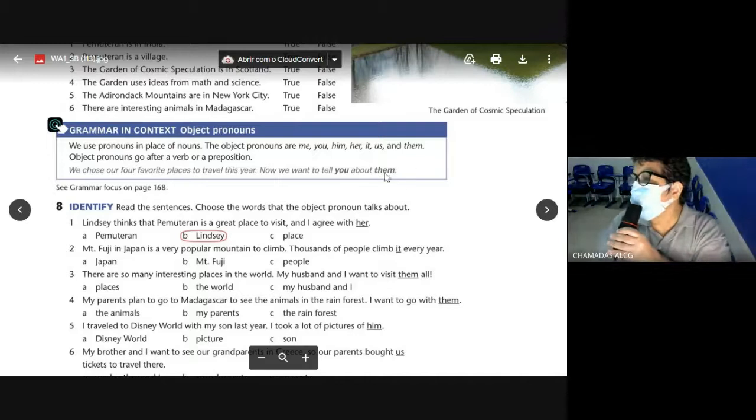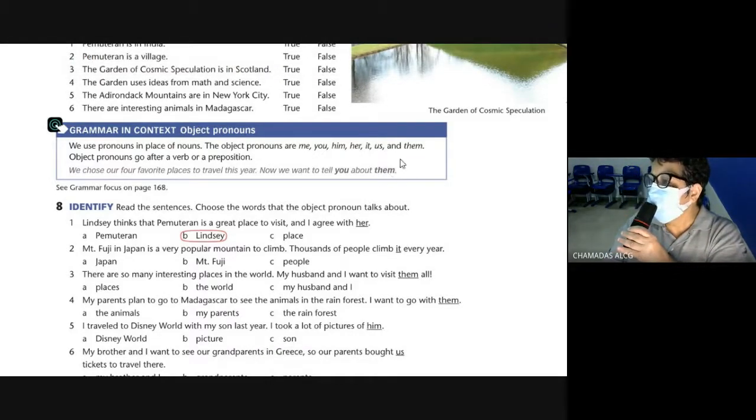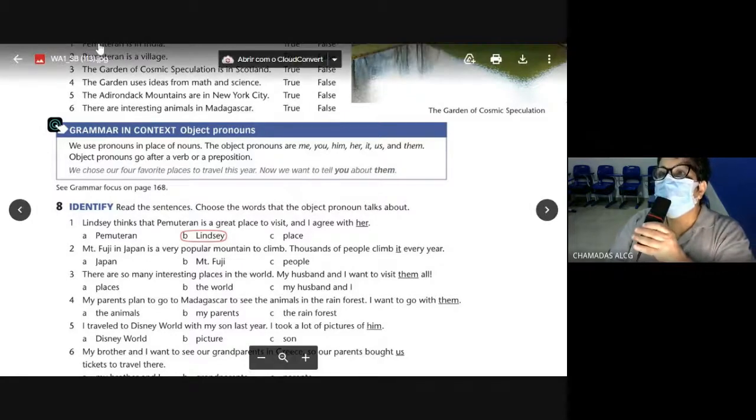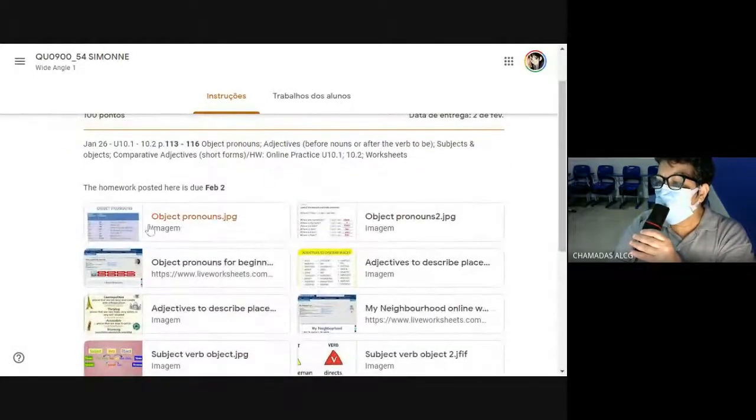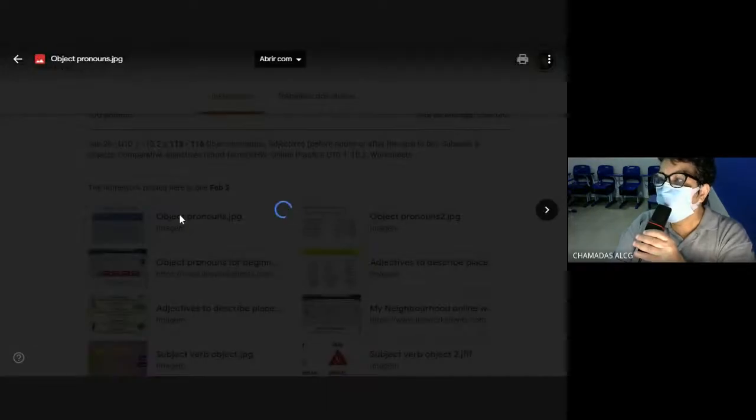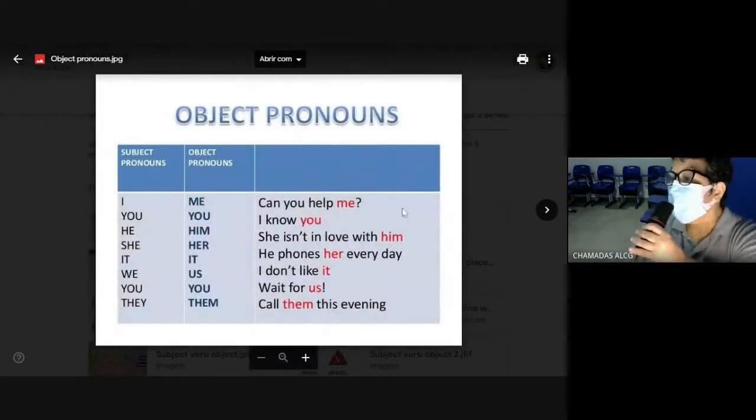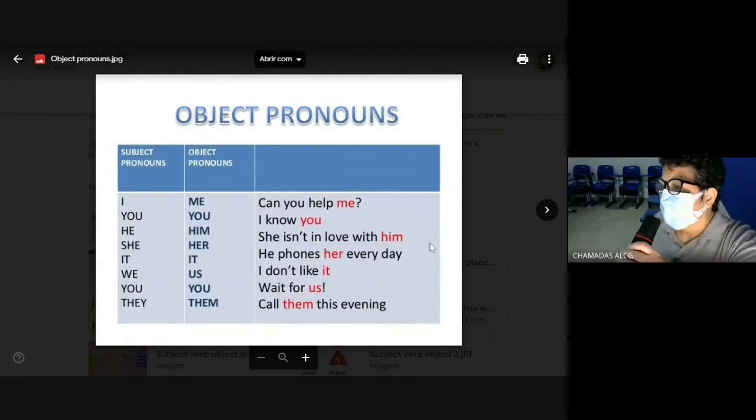So here we have the object pronoun here and here after the verb and after a preposition, okay? Tell you about them, okay? On our page here on Google Classroom, I posted a list of object pronouns. Let me try to open. Yes. Can you see that, people?